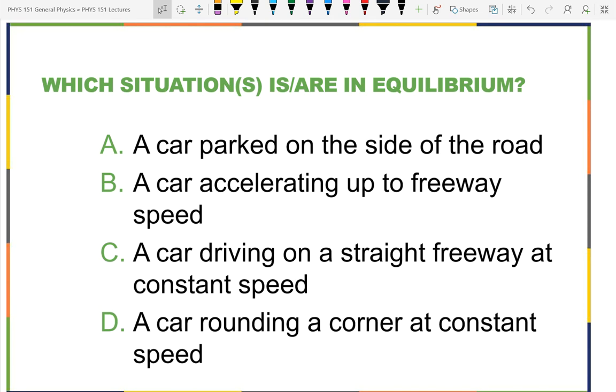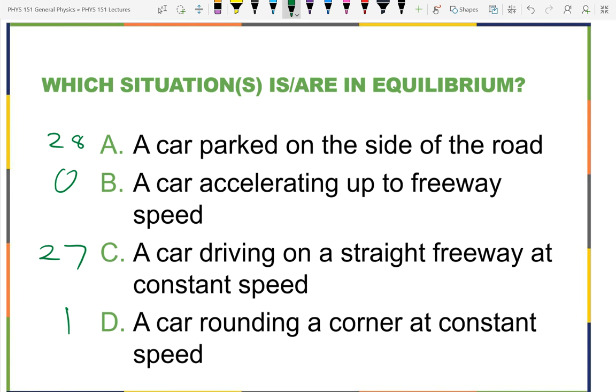So we had 28 people that said the car parked on the side of the road. And we had 27 that said a car driving on a straight freeway at constant speed. And 1, a car rounding a corner at constant speed. Christian, there were 2 correct answers, the 2 that have almost complete unanimity here.